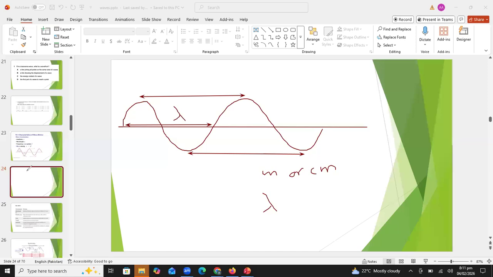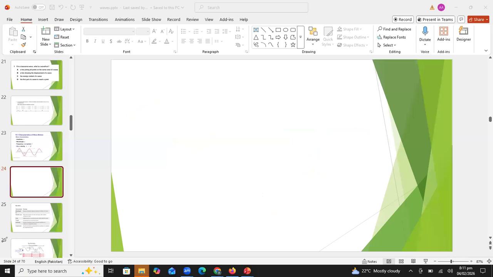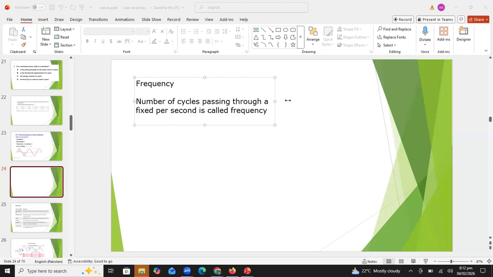Okay. All right. Then the next thing is frequency. Write the heading frequency, beta. Frequency definition is important for the theory paper as well. So the number of cycles passing through a fixed point per second is called frequency. All right, the number of cycles passing through a fixed point per second is called frequency.